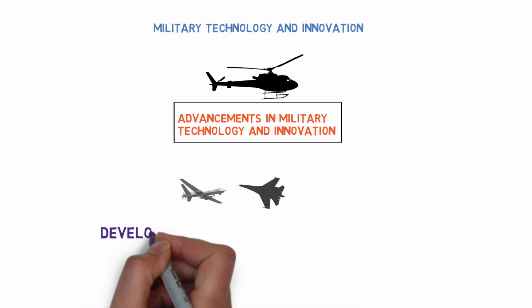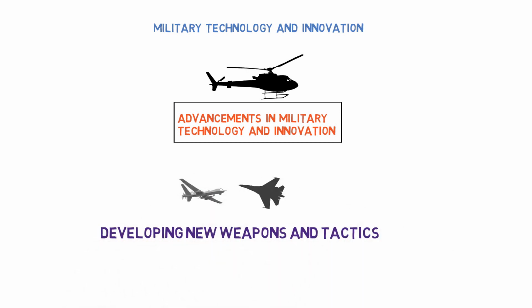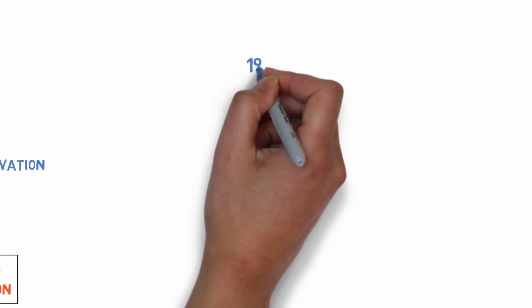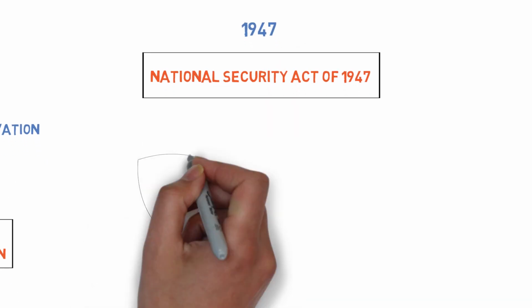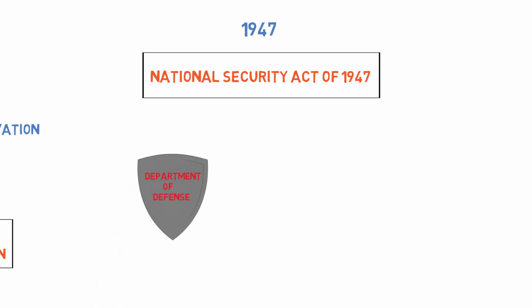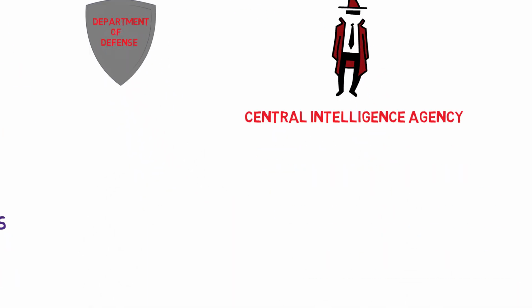With the U.S. developing new weapons and tactics to gain an advantage over its enemies, in 1947, the United States established the National Security Act of 1947. This established the Department of Defense and the Central Intelligence Agency.